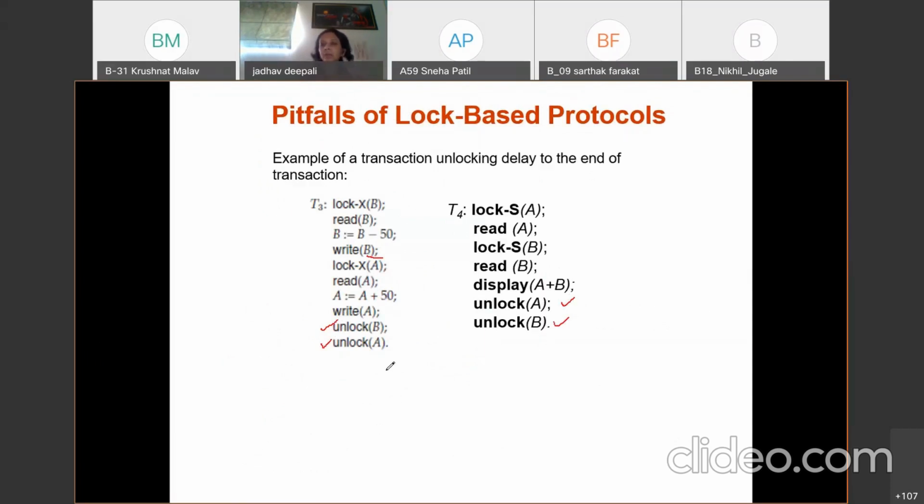Everyone clear why it happens? Because it's unlocked so early, and that's why it happens. And to avoid this, the unlocking is delayed to the end of the transaction. That is one method that is used.